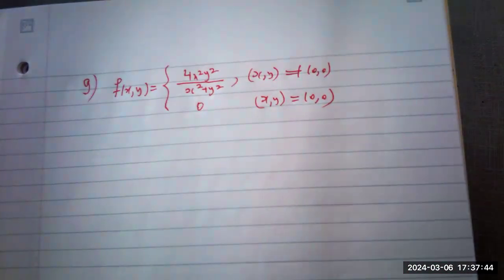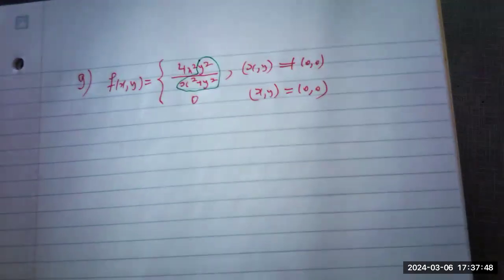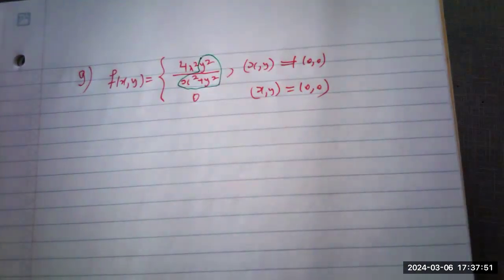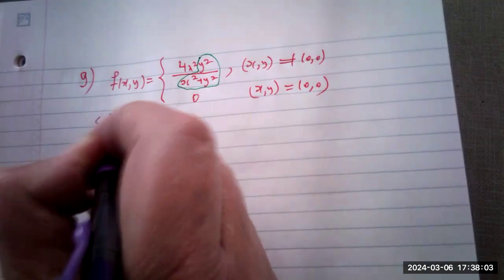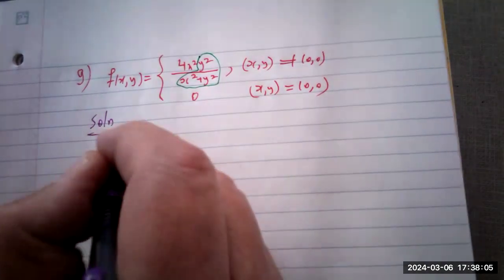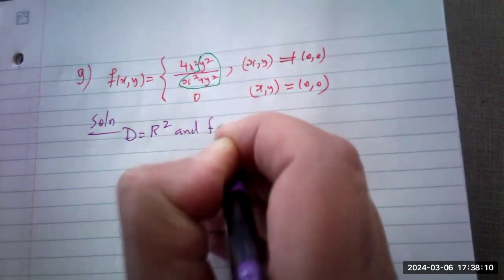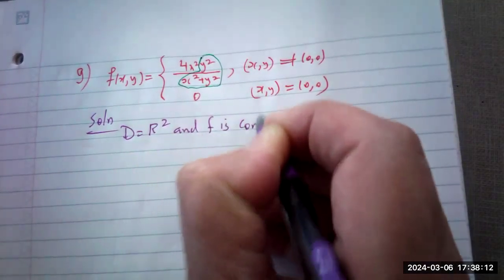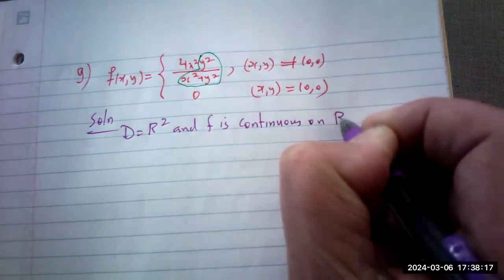As you can see, you have two factors. So quickly, that gives you the idea that the limit of the function at 0 is 0, and then it's continuous. So let's finish it. D is the R2 domain and f is continuous on R2 minus (0, 0).